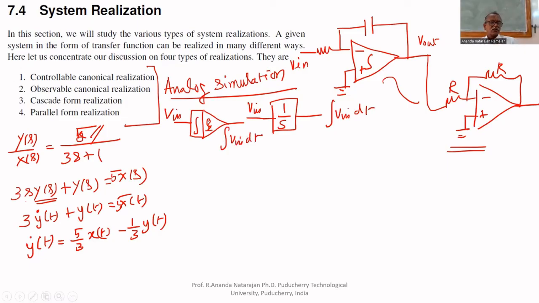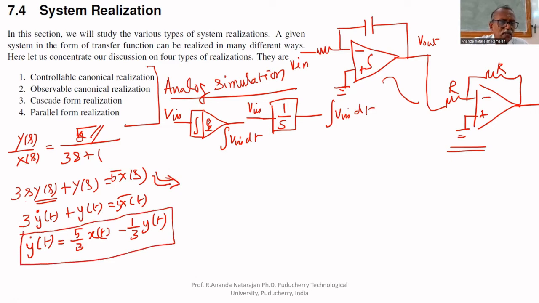By using this, we can simulate this in an analog way. I want to simulate this. For that, I am taking this. How did we obtain this? This is from the transfer function we got: y dot equals.